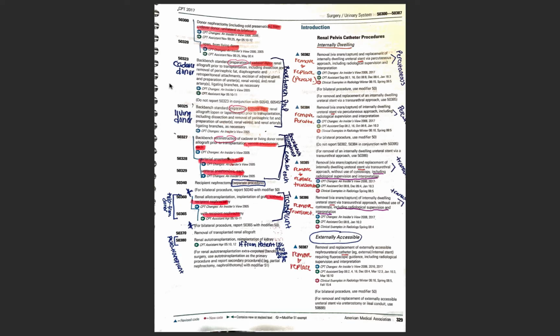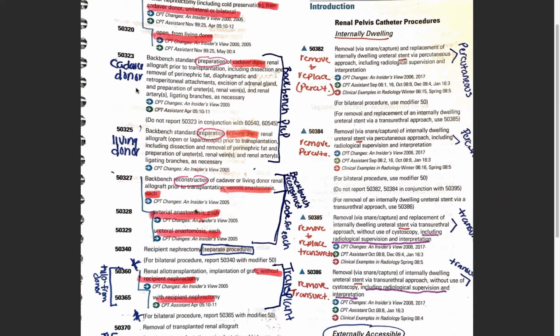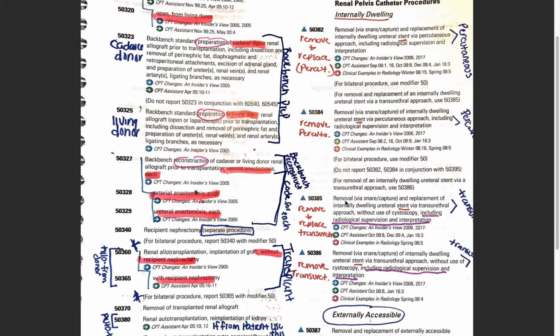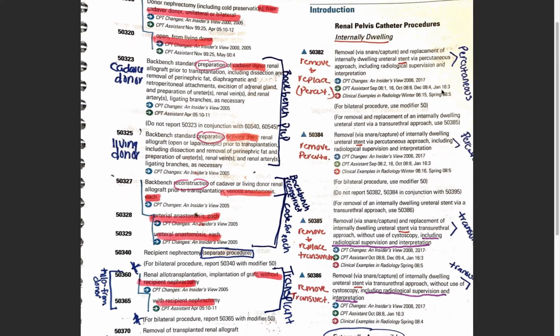Now let's look at my book so you can see some of my notes. Back in the introduction section of the renal pelvis catheter, I like to put notes like remove and replace so I can easily find what I'm looking for when I know that I'm coding a catheter procedure. I also on the other side put percutaneous or transurethral.